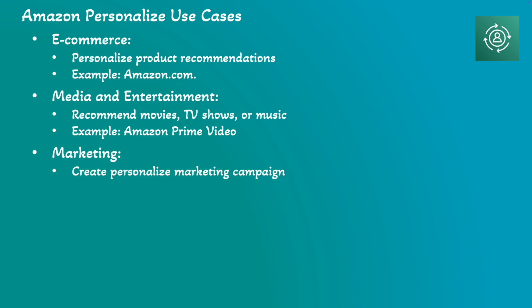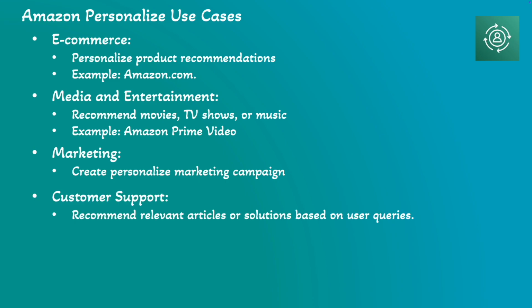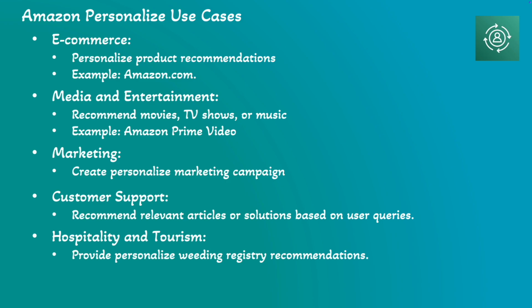For the marketing industry, it can create personalized marketing campaigns to target users with relevant content. For customer support, it can enhance support by recommending a relevant article or solution based on user queries. Last but not least, for hospitality and tourism, one example could be Zola. Zola utilizes Amazon Personalize to provide personalized wedding registry recommendations.